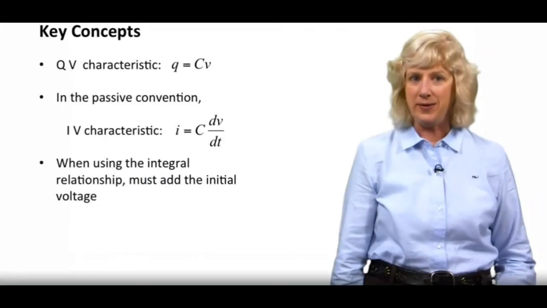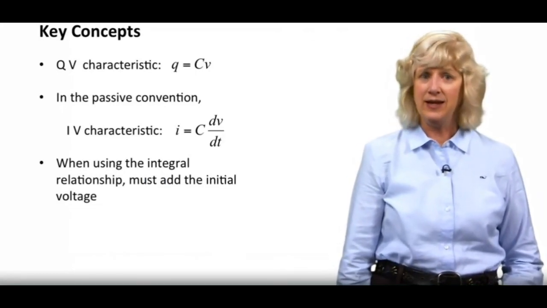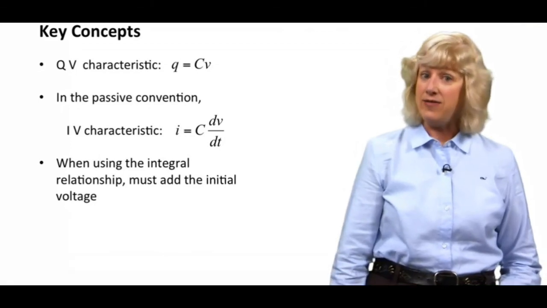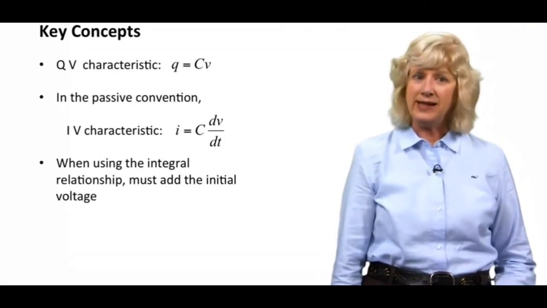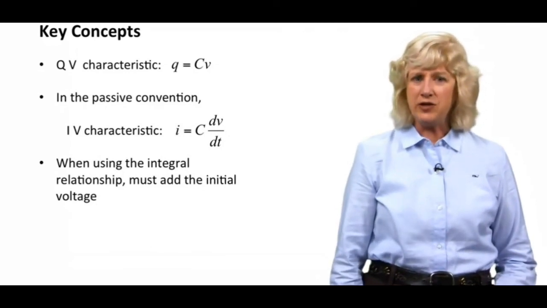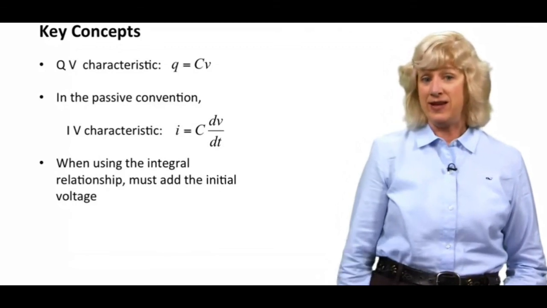To sum up, we have the QV characteristic, Q equals CV, and in the passive convention, the IV characteristic, which is I equals C dV/dt. And finally, when using the integral relationship, don't forget to divide by C and then add the initial voltage.